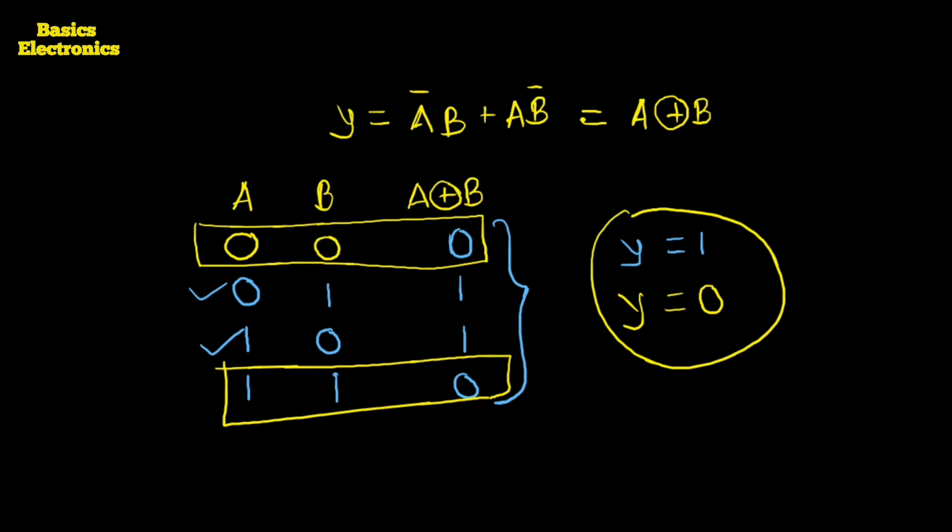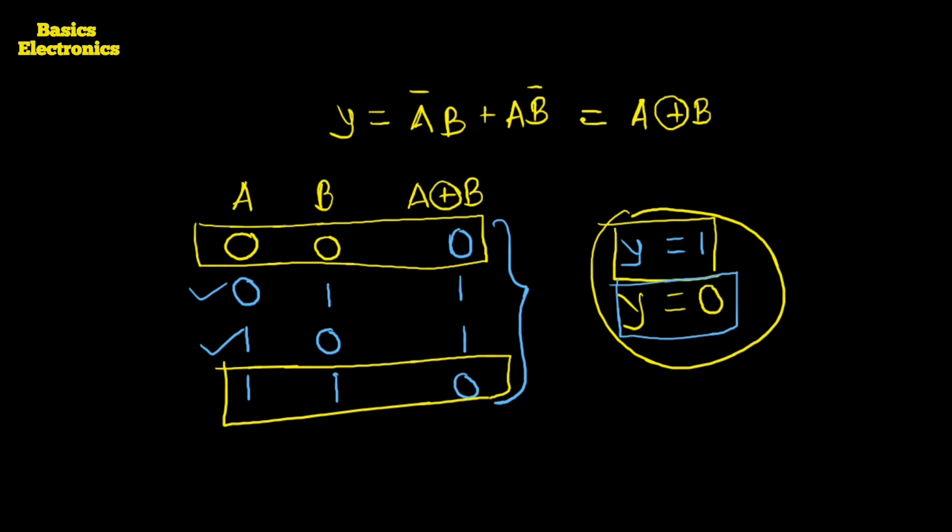Once again I recall the logical statement. The XOR gate produces logically high output when the different inputs are applied, and the same XOR gate produces logically low output when the same inputs are applied.